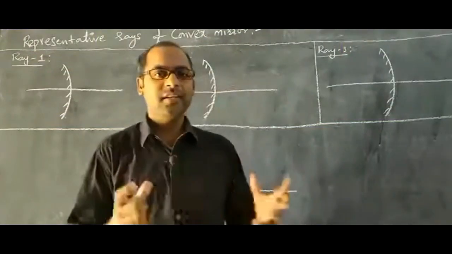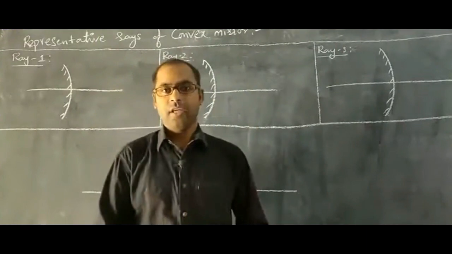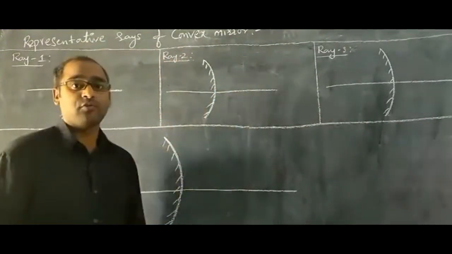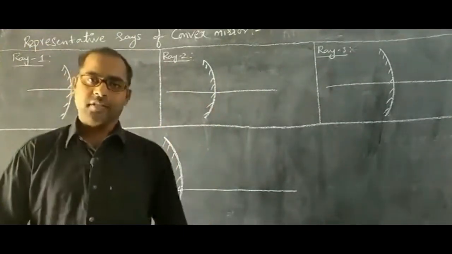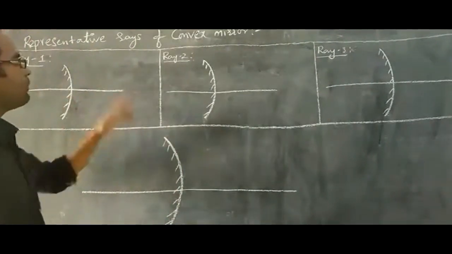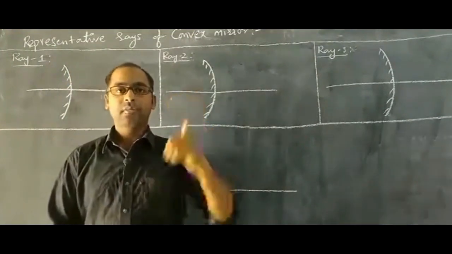In the previous class, we learned about the image formation by the concave mirror, and the ray diagrams of the concave mirror at different positions of the object. In this class, we are going to learn the ray diagrams of convex mirror.